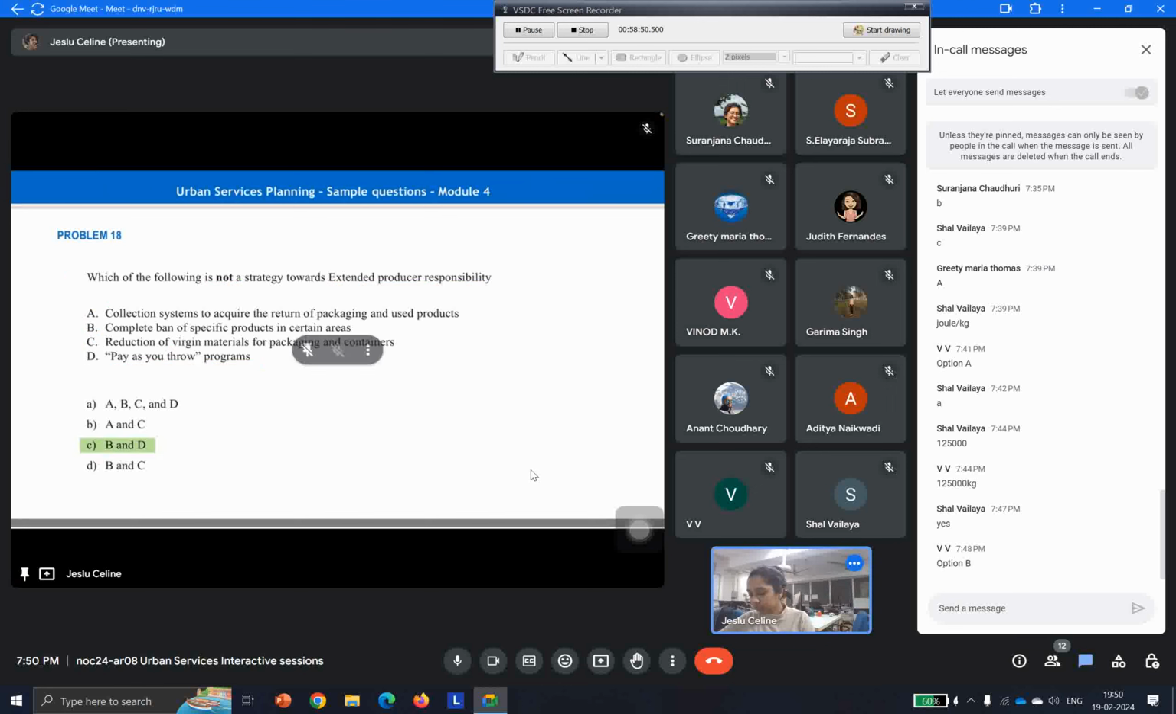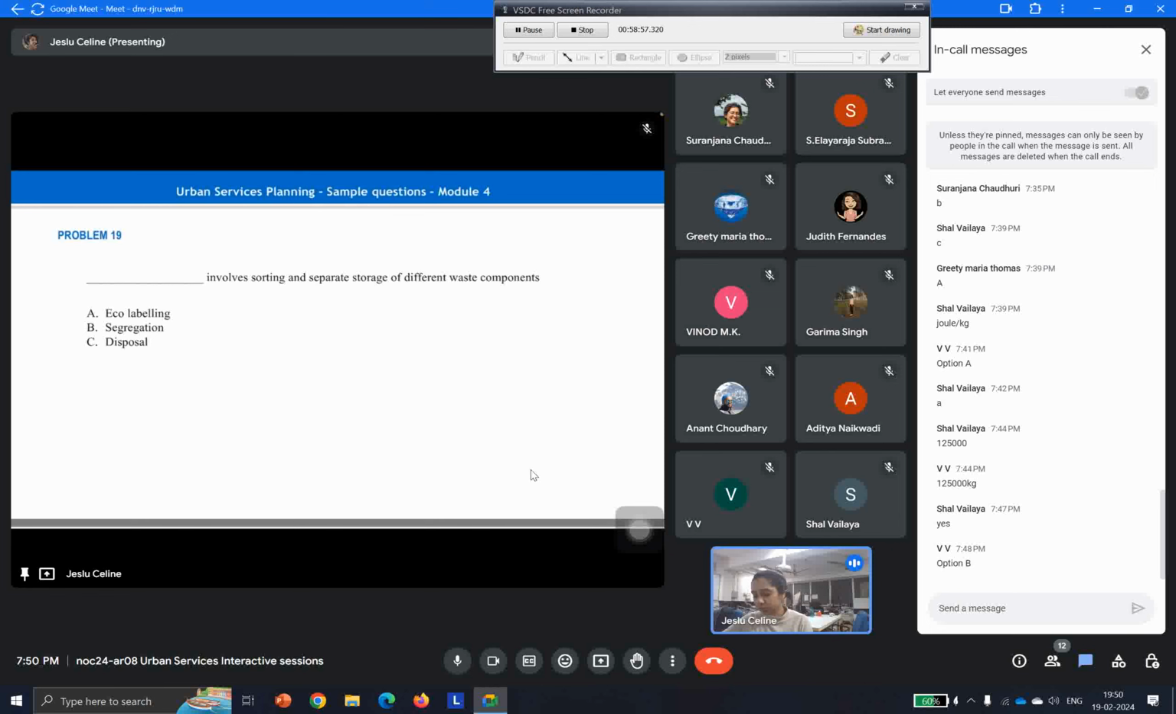Dash involves sorting and separating storage of different waste components. A, eco-labeling, B, segregation, and C, disposal. That's a very simple question. Yeah, B, segregation. So you're sorting and separating. Eco-labeling, we know that based on the amount of green products, you get a standard and then you label it as an eco-friendly product. And disposal is disposal.